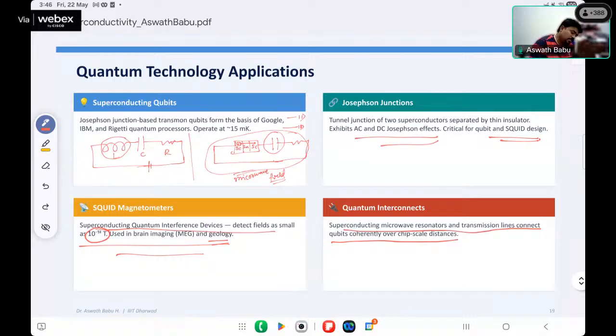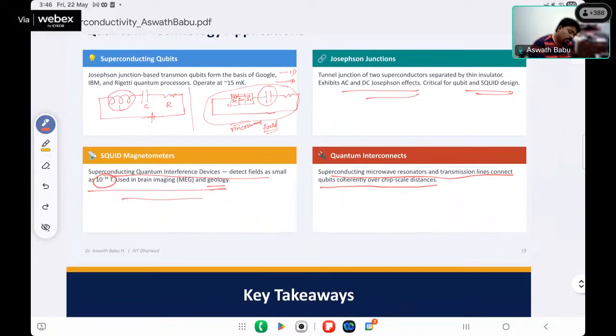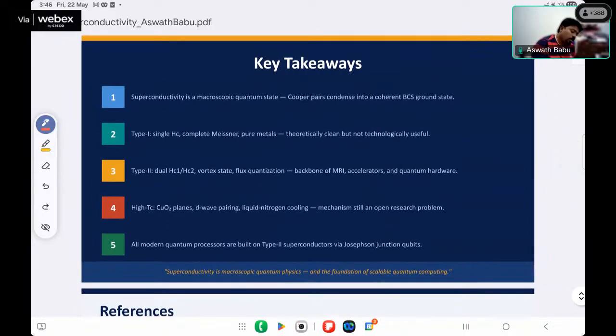Okay, so this is where quantum technology is going to exploit or use the type 1 and type 2 superconducting materials. So the key takeaways here: superconductivity is a macroscopic quantum state, due to Cooper pairs, which are formed due to condensation into a coherent state, which is actually called the BCS ground state.